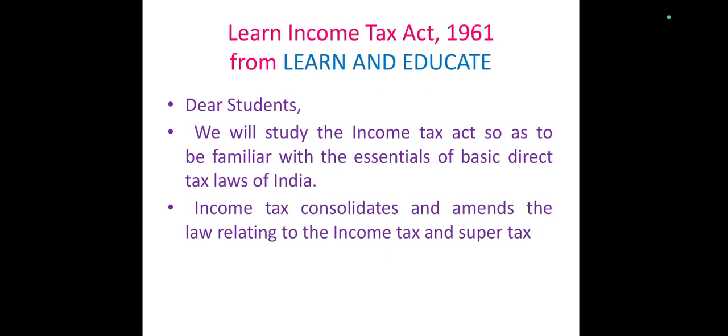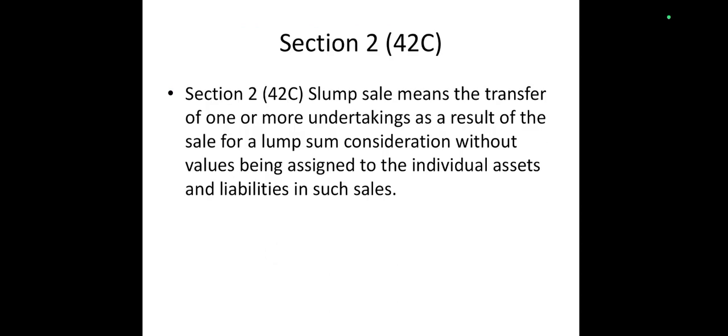Particularly in this video, we will be studying the slump sale as defined under Section 2, Clause 42C. Slump sale is the transfer of one undertaking or more than one undertaking as a whole, on a going concern basis, in exchange for a lump sum consideration.